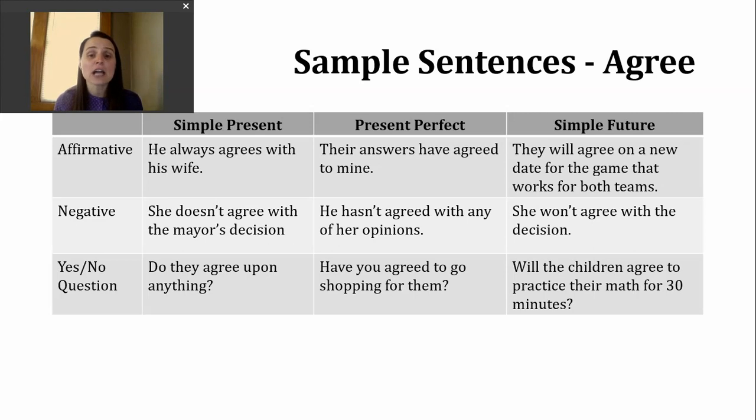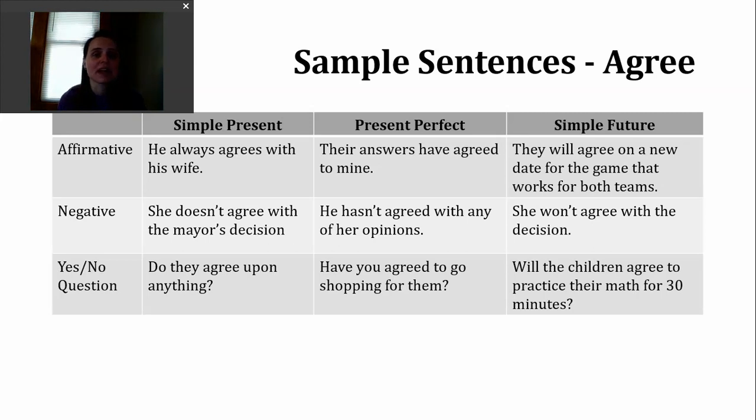Okay. Now let's look at the present perfect. We use this verb tense many times to talk about things that happened at an indefinite time in the past, or things that have started in the past and continue into the present. To make the present perfect, we're going to use has and agreed or have and agreed, depending on what our subject is. Here's an example sentence. Their answers have agreed to mine.